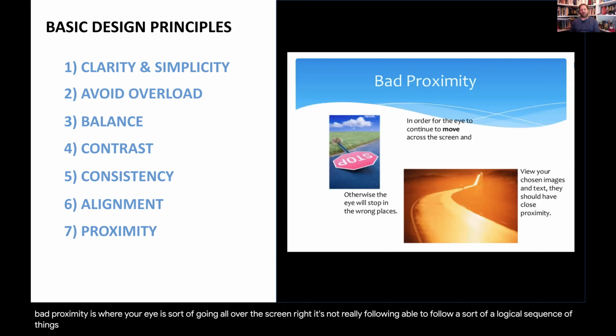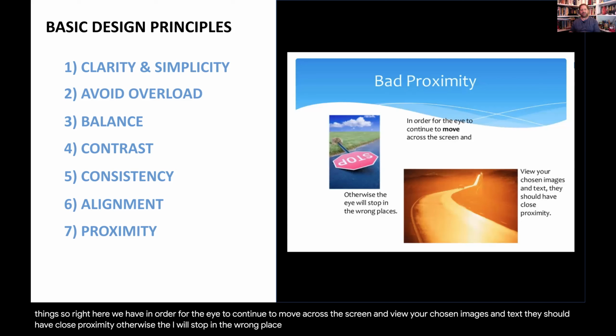So right here we have, in order for the eye to continue to move across the screen and view your chosen images and text, they should have close proximity. Otherwise, the eye will stop in the wrong places. Now, our temptation, right, is normally we read left to right or top to bottom when we think about sequence.